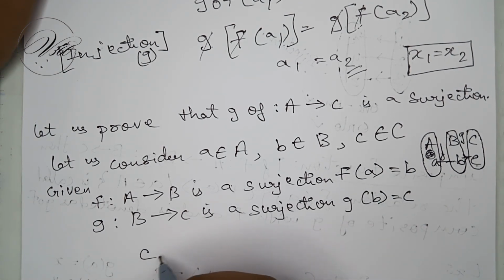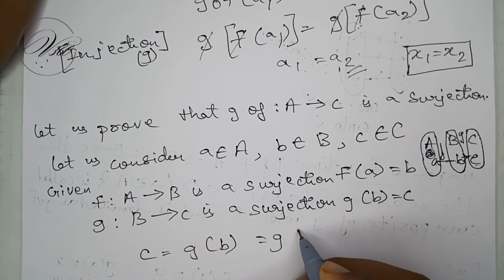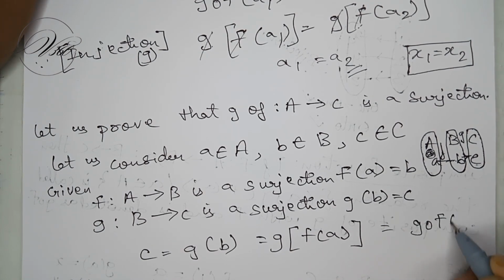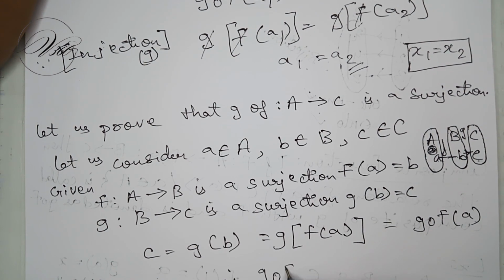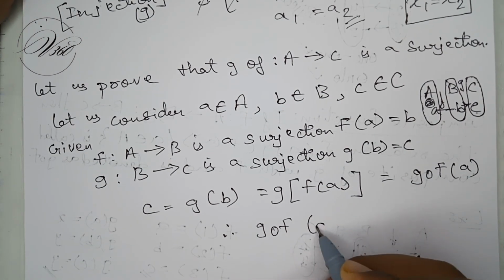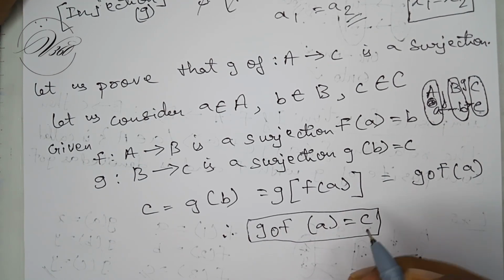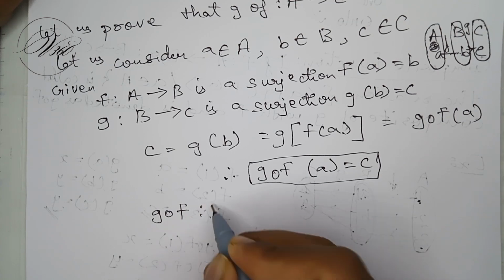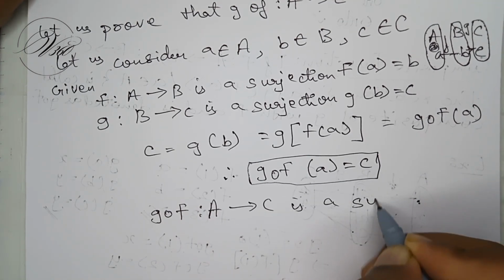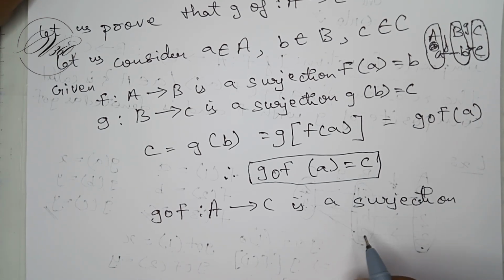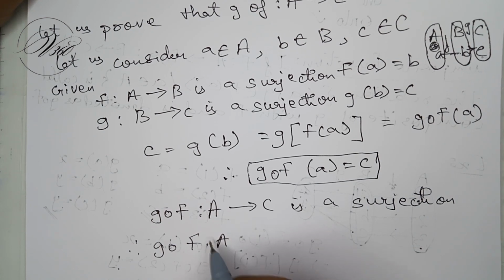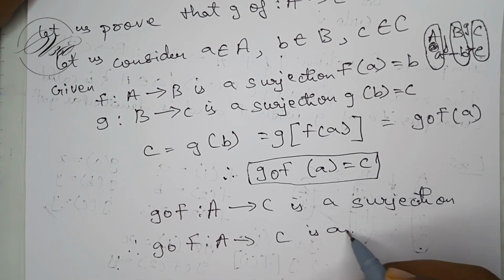Okay. Now c is equals to G of b, and G of b is equals to G of F of a, and it is totally called GOF of a. Now therefore GOF of a is equals to c. Okay. Now GOF maps A to C is a surjection. Okay, it is a surjection. So totally, therefore GOF maps A to C is a bijection.